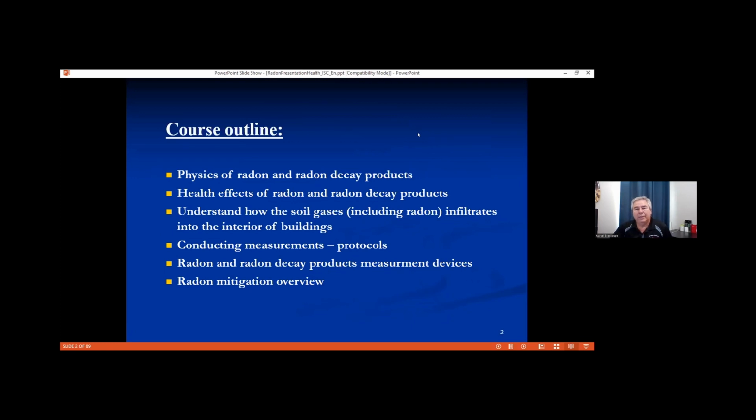The course outline. Throughout this course, we're going to be talking about the physics of radon and radon decay products. In order to understand the link between radon and the health risk, which essentially is lung cancer, we need to understand the physics of the radon atom and how that relates to lung cancer. So we're going to be talking about the physics and also the health effects of radon and radon decay products.